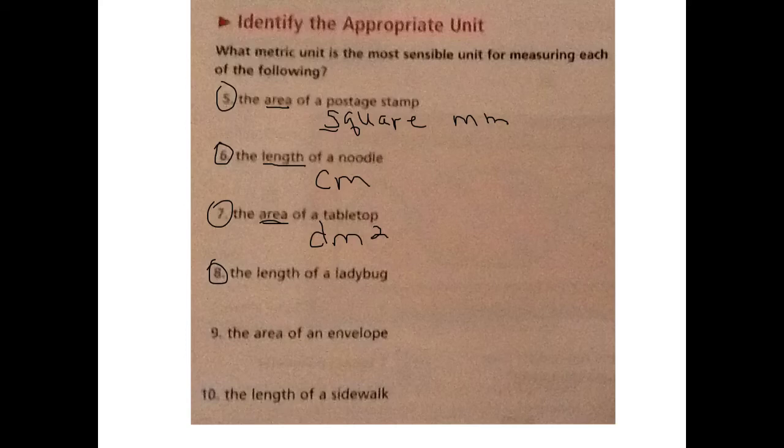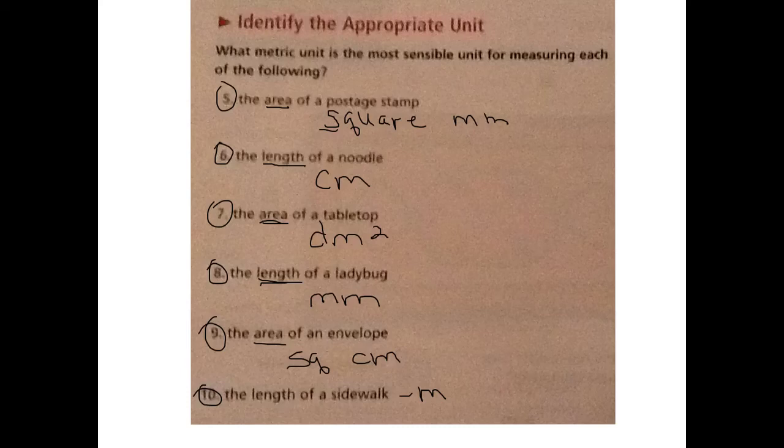All right, number 8, the length of a ladybug. Again, think about what we talked about with those different keys to remember measurements, and we think millimeters would be the best one for that. Again, we have a single length, so we do not square that. Number 9, the area of an envelope. Okay, so the face of an envelope, think about how long it is and how wide it is. Probably squared centimeters would be our best measurement for that. And then number 10, the length of a sidewalk. Well, that one again can be tricky, thinking about the sidewalk all the way across town or just the sidewalk in front of your house. Probably the best one we used is meters.